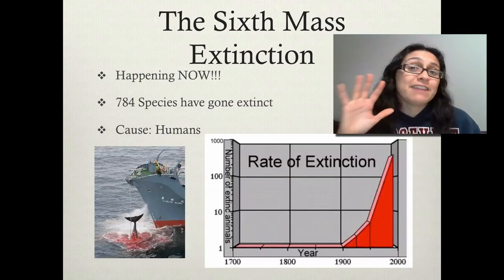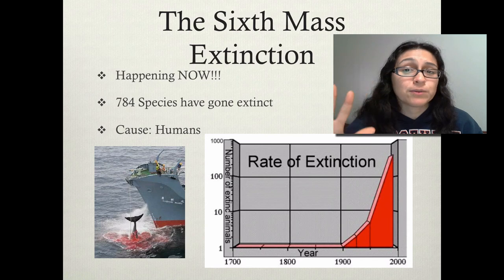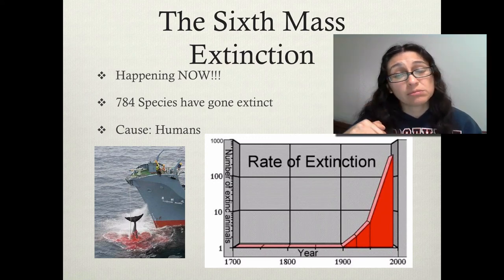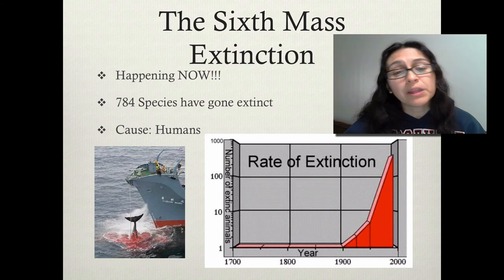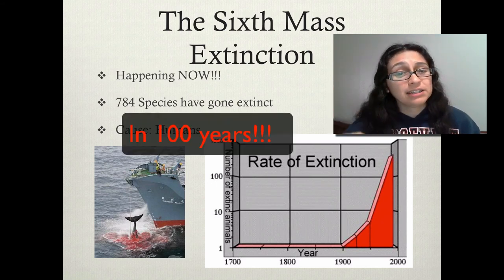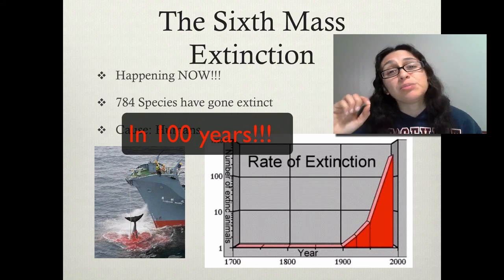Now, that's the 5 mass extinctions that we have evidence for. Now scientists are saying that we're in the 6th mass extinction. The 6th mass extinction is believed to be happening right now, as we're sitting here, as I'm talking to you. At this point, about 784 species have gone extinct, and the cause is believed to be humans.